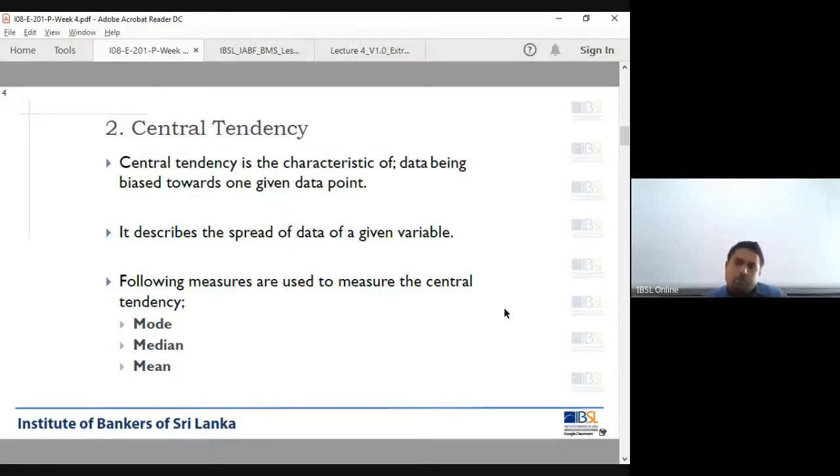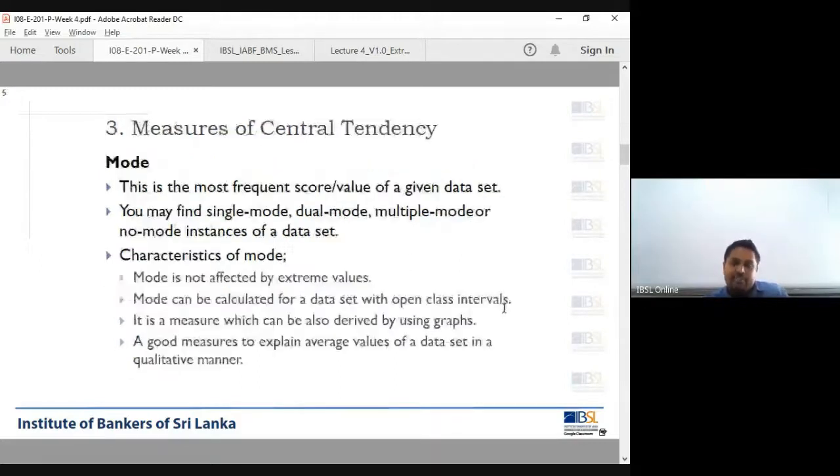Okay, so let's look into these measures one by one, their uses, advantages, disadvantages. I put an important note here: you need to understand some of these advantages and disadvantages, the limitations. Why? You will understand when we are discussing the examination questions. Having said that, let's take the first one. Mode. This is the most frequent value of a given data set. You may find single mode, dual mode, multiple mode, or no mode instances of a data set.